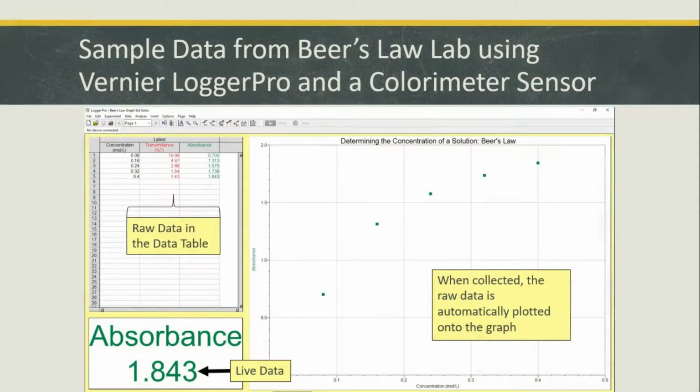Now I just want to give you a view into what the students actually see when they are collecting the data. This is the data typically viewed for determining the concentration of a solution using Beer's law, and you can see that the live data is viewed in the lower left corner. The raw data automatically collects into a table and it plots simultaneously onto a graph.